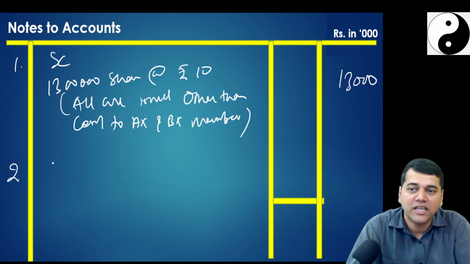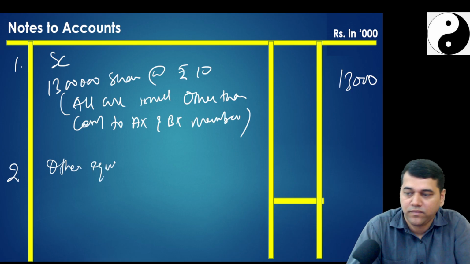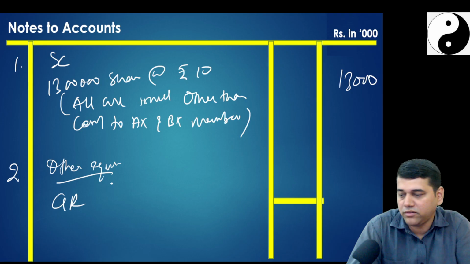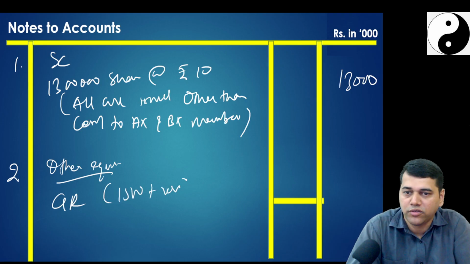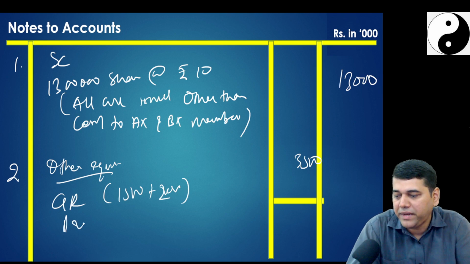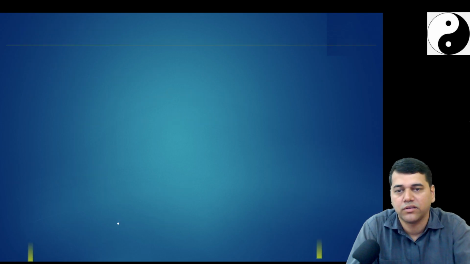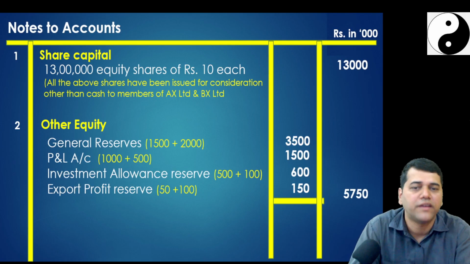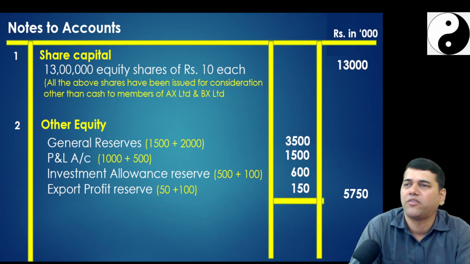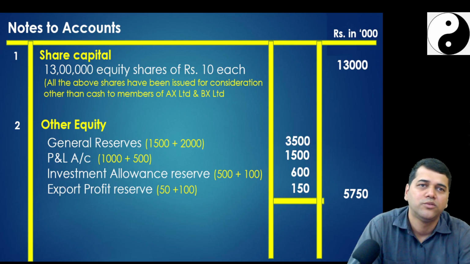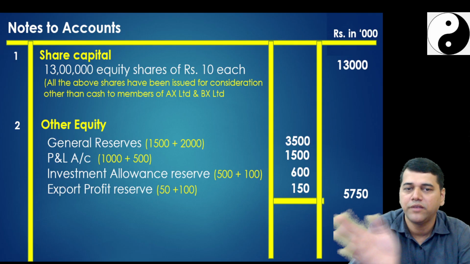Then second, other equity. General reserve, 1500 plus 2000. We have already written the total value there. We will just plot the values inside here. P&L, 1000 plus 500. P&L is nothing but retained earnings, 1500. Investment allowance reserve, 500 plus 100. Export profit reserve, debenture redemption reserve, and so on. You just name it, you club it, give it one single figure.